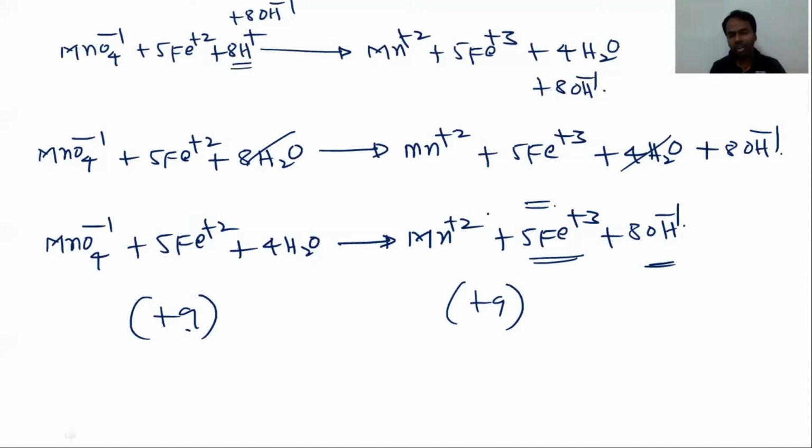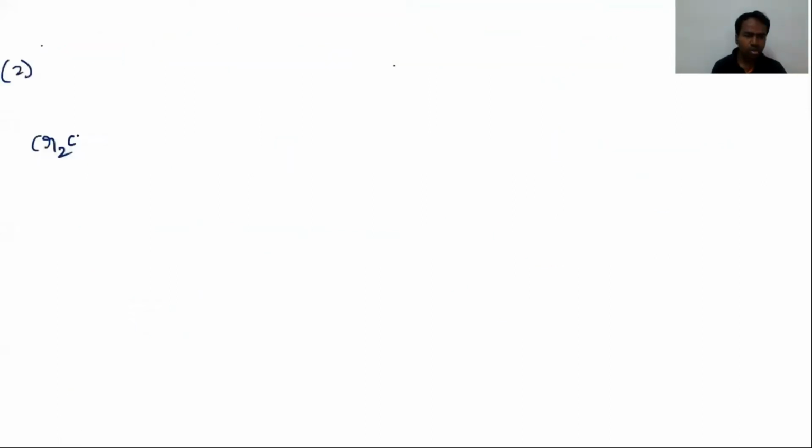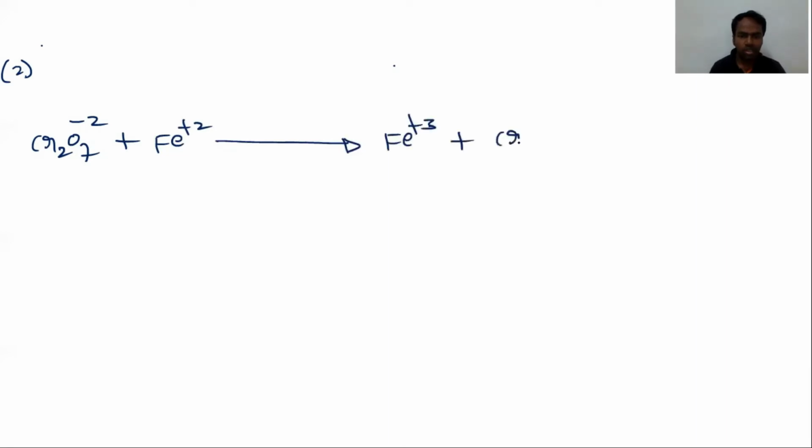It will take a maximum of 20 seconds. So take one more: Cr2O7²⁻ + Fe²⁺ forms Fe³⁺ and Cr³⁺. In acidic medium, the dichromate is converted into Cr³⁺. So Cr³⁺ is the common product when K2Cr2O7 is the reactant in acidic medium. So now how can you balance this reaction?